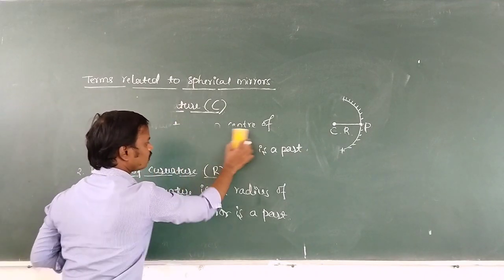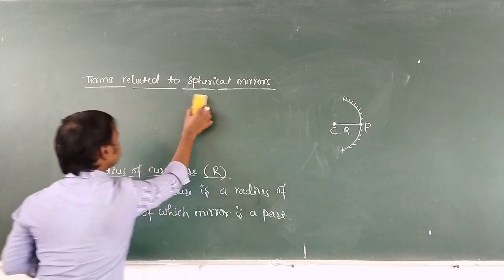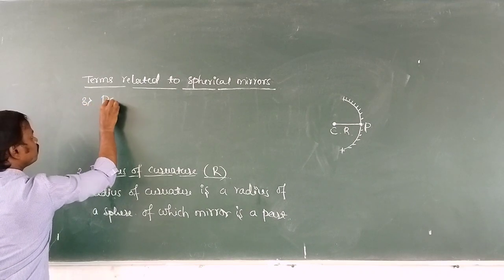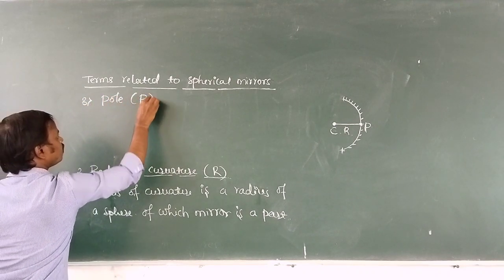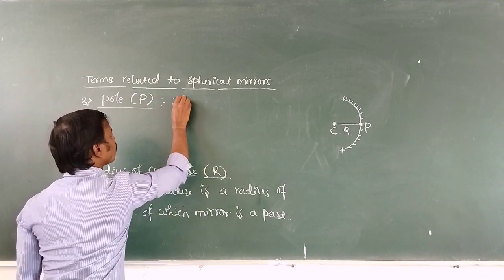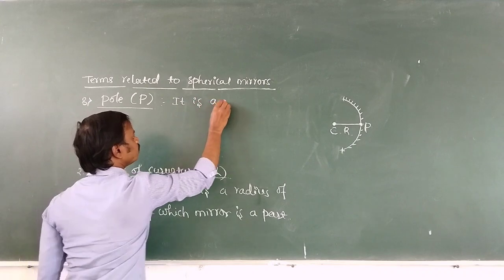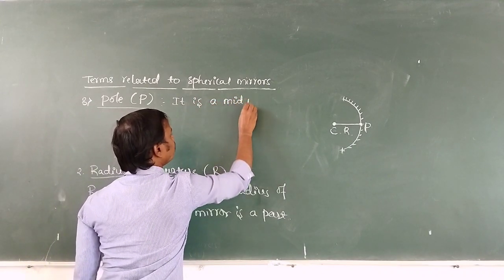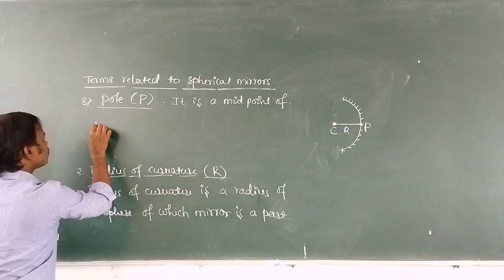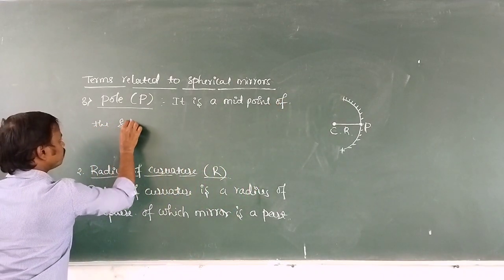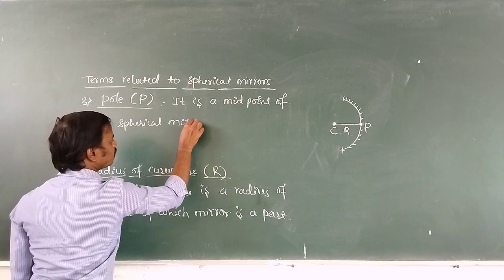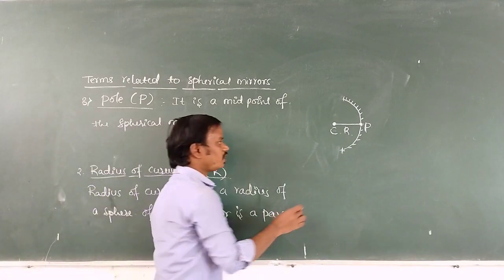So the third term is the pole. The pole can be represented by the capital letter P. It is the midpoint of the spherical mirror. It may be a concave mirror or it may be a convex mirror. So I will draw a convex mirror also.